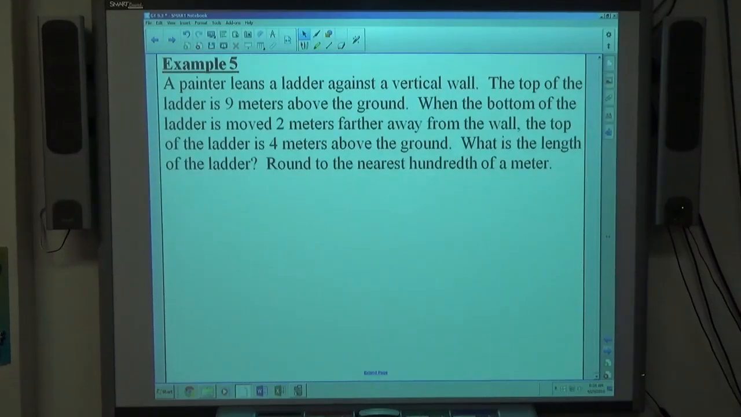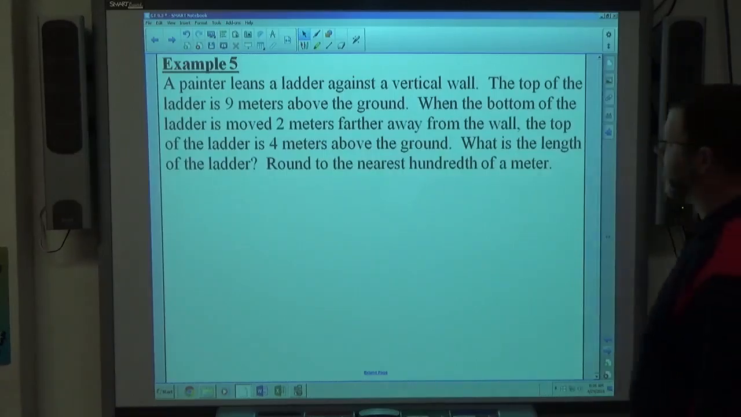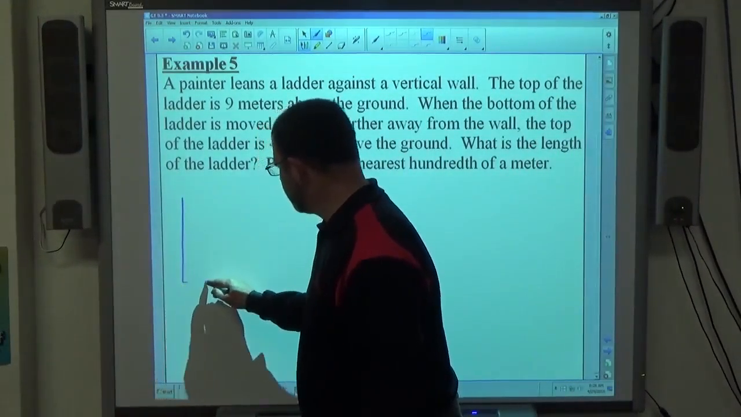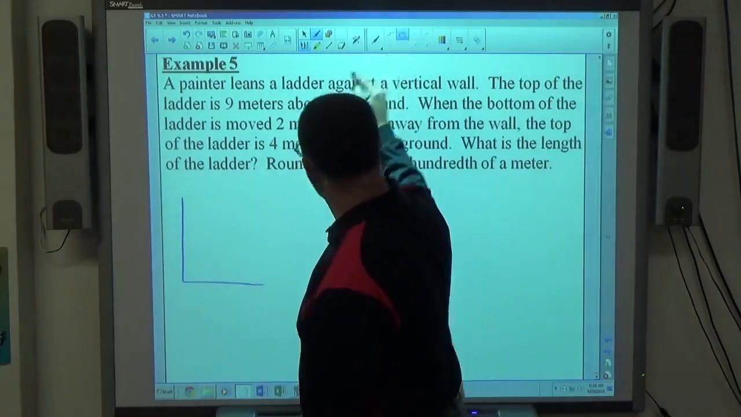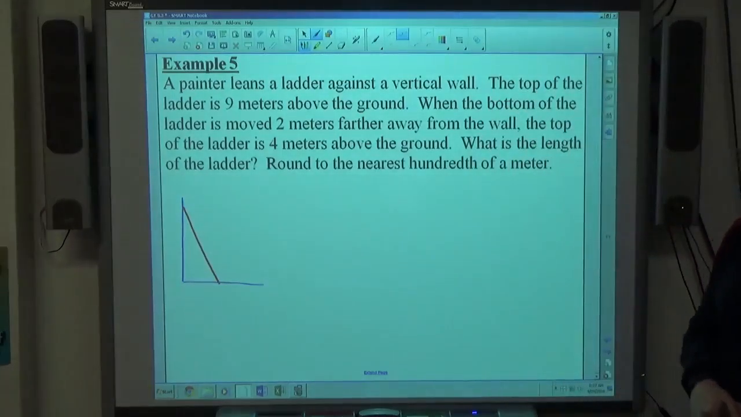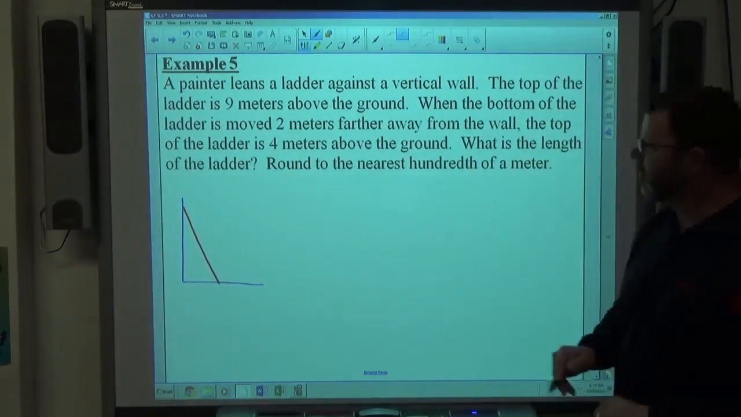All right, example 5. A painter leans a ladder against a vertical wall. The top of the ladder is 9 meters above the ground. So let's start off with the original picture. Here's the wall, here's the floor, and let's make the ladder red. There we go. Painter leans a ladder against a vertical wall. The top of the ladder is 9 meters above the ground.